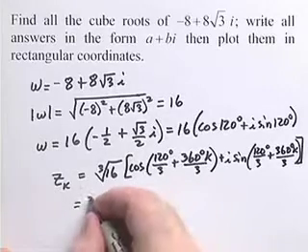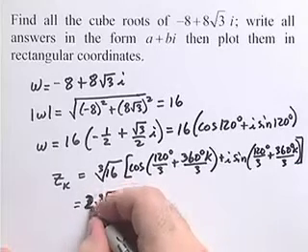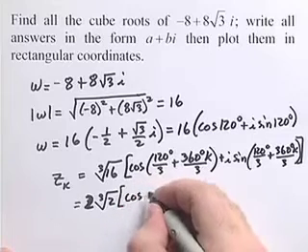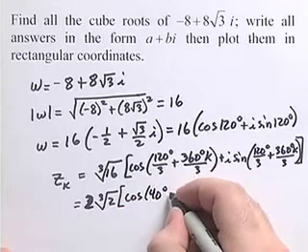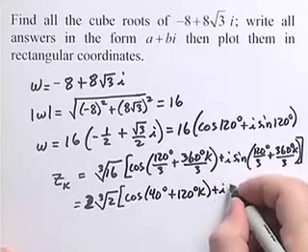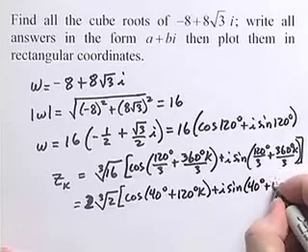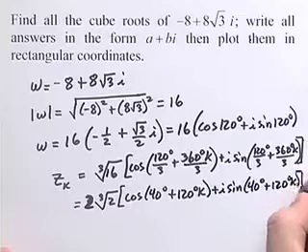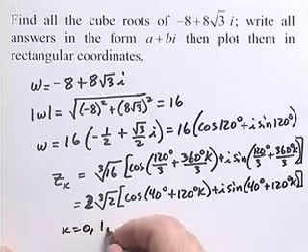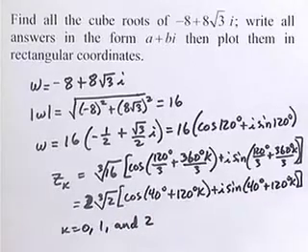This will simplify to 2 times the cube root of 2. Make that 2 a little bigger here. 2 times the cube root of 2 times the cosine of 40 degrees plus 120 degrees times k, plus i times the sine of 40 degrees plus 120 degrees times k. Here we're going to let k equal 0, 1, and 2 to get our 3 cube roots.